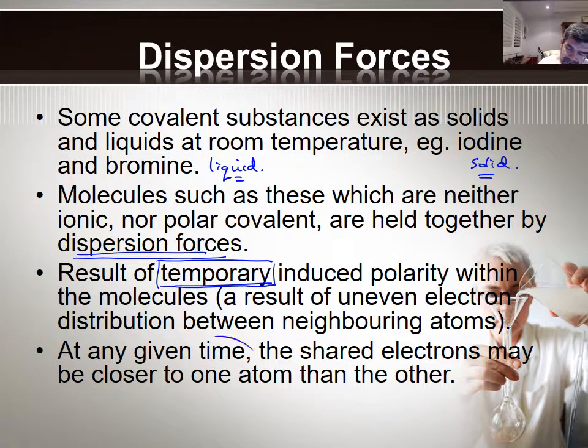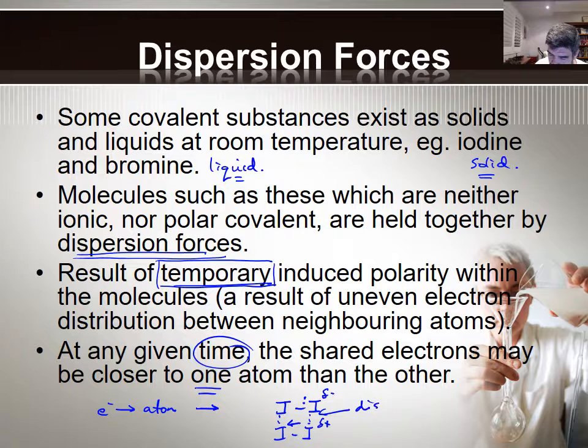Think of it this way: at any given time, the shared electrons may be closer to one atom than the other. And as the electrons move closer to one atom, they will push electrons away from the other atom. So the effect of this is, if we have, say, iodine, and iodine, and another iodine and iodine, if the electrons are hanging around this one here, then the extra electrons will be pushed away, making this a slight negative and this a slight positive, and then the force between these two becomes our dispersion force.